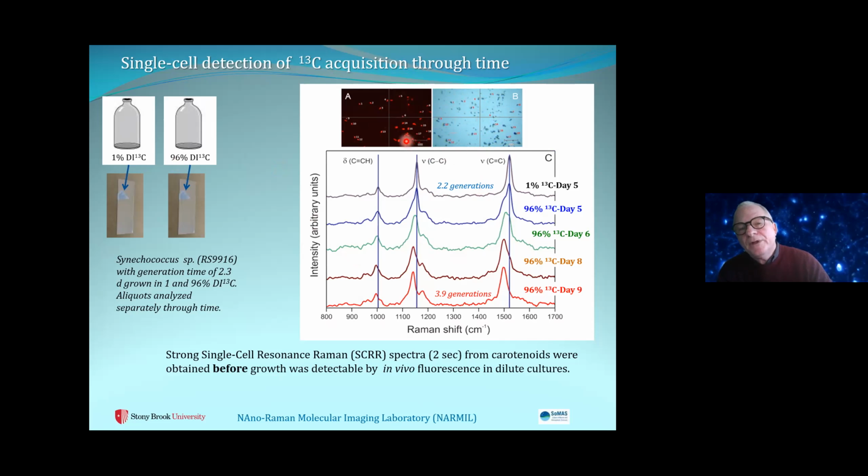This is the same field under epifluorescence illumination. Then we open the shutter for the laser, and we acquire in 2 seconds a spectrum from each one of those targets. At natural abundance, we see 3 major peaks that are attributable to carotenoids. The spectra underlying or below are from cultures that were incubated with heavy C13. This is after 5 days, 6 days, 8 days, 9 days.